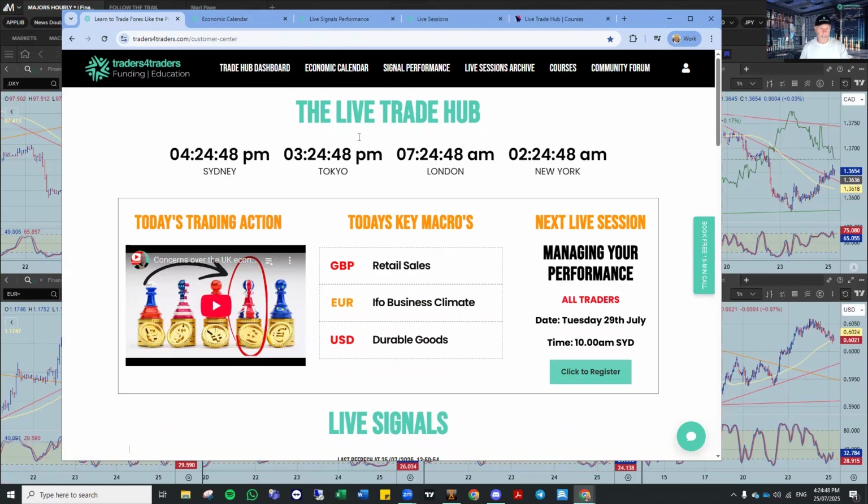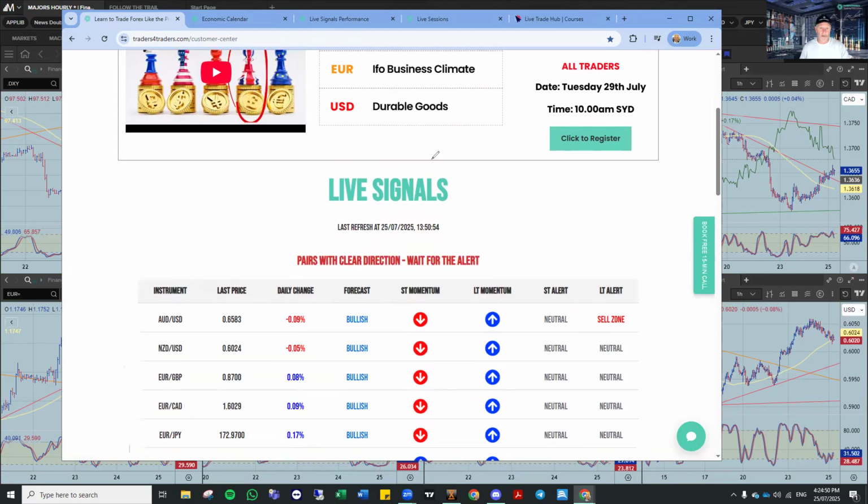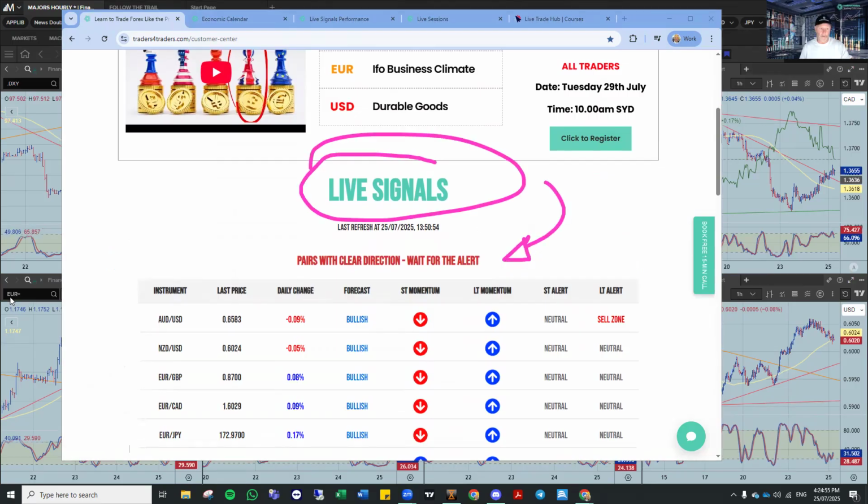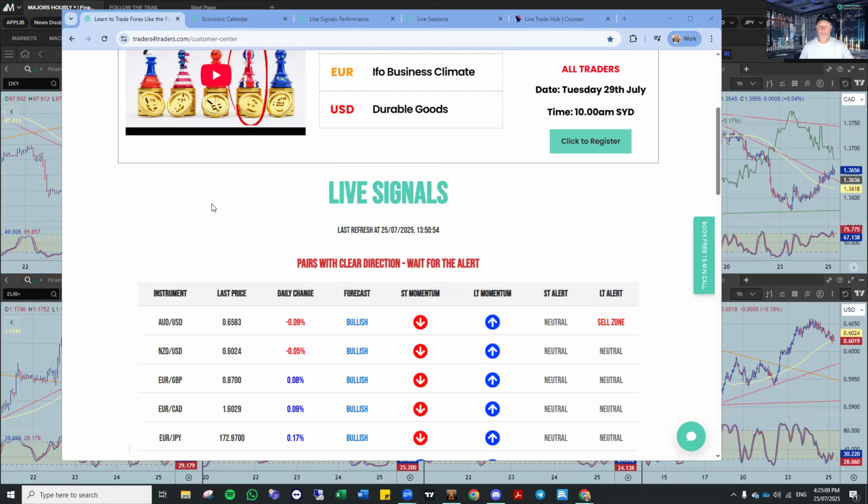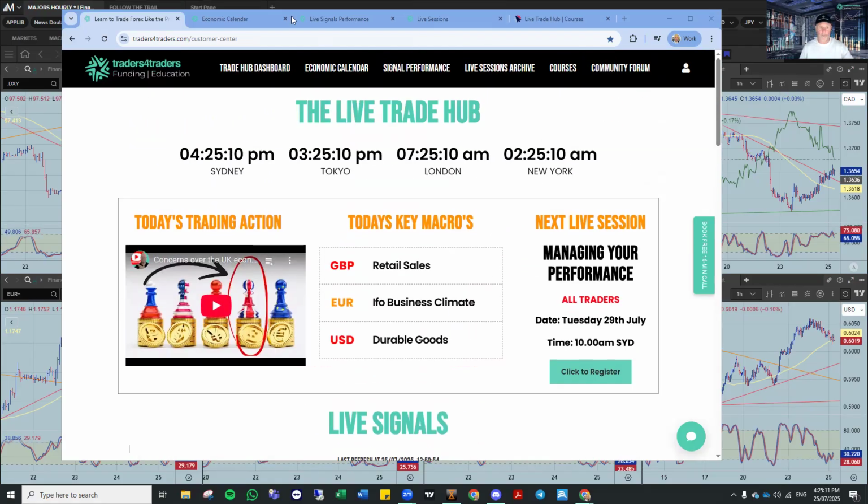As we go through this, we do have some extra things being built, right, around the notifications, around the live signals. And what I'm talking about is, say, for example, the Aussie dollar, it's bullish. Where if we get a short-term alert as well as a long-term alert that it's in the buy zone, right, we want you to know, because that is a no-brainer trade that is going to produce some cash. And that's what we're looking for.